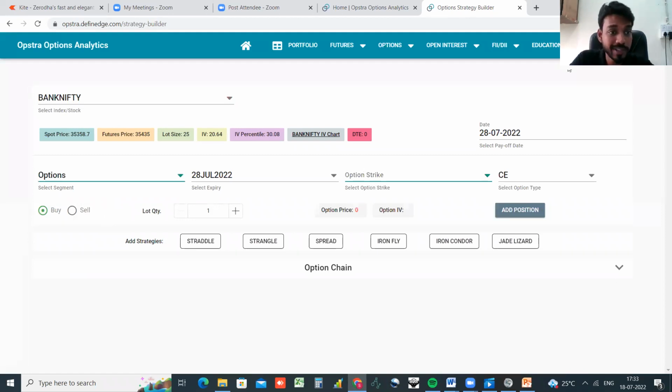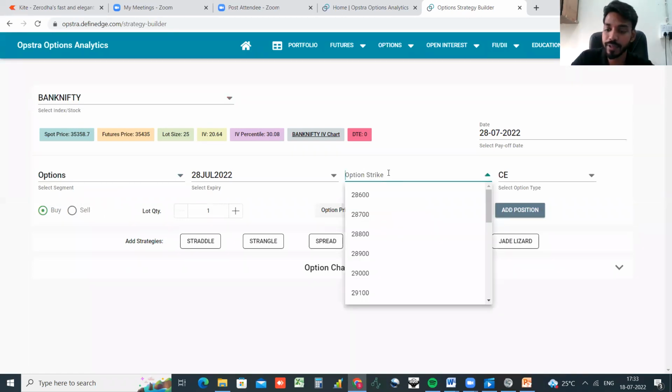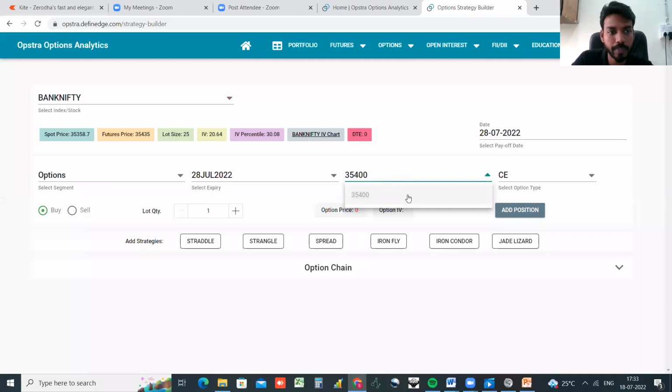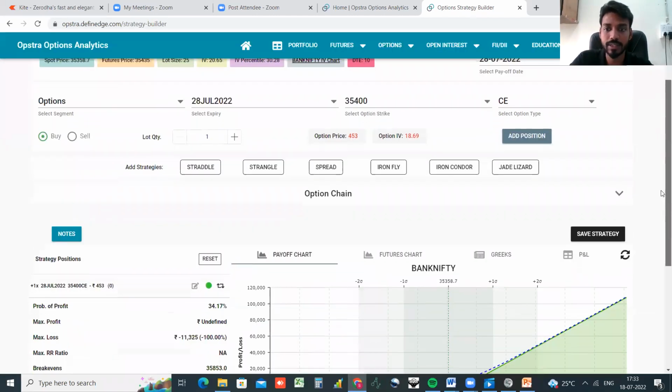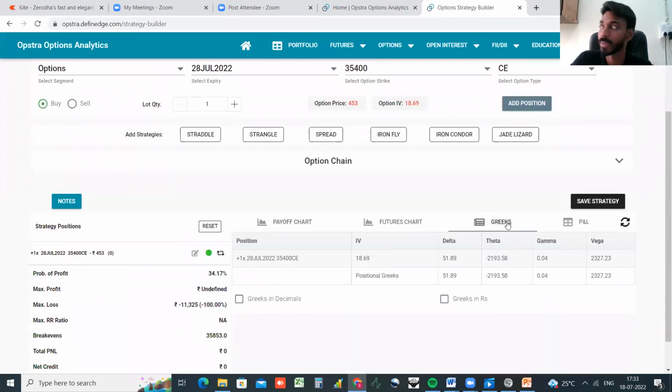So here, if you can see, the spot is 35,350. So ATM would be around the 35,400 call. So if I buy it, let's go to the Greeks and understand the delta.